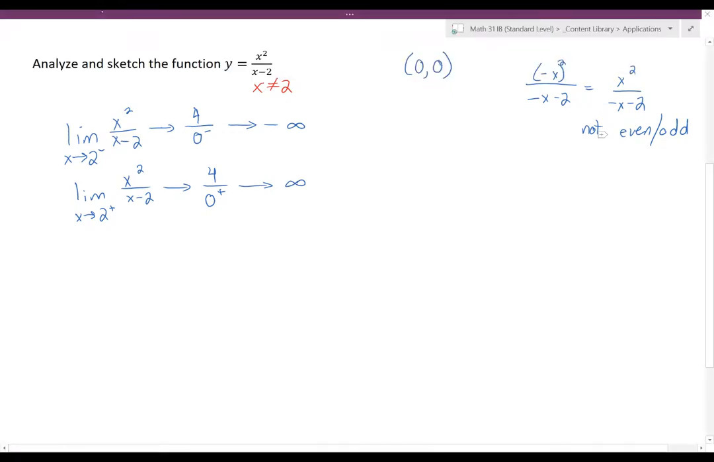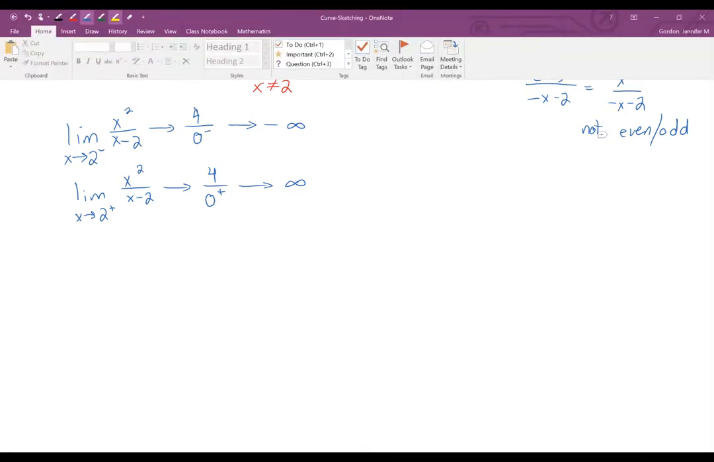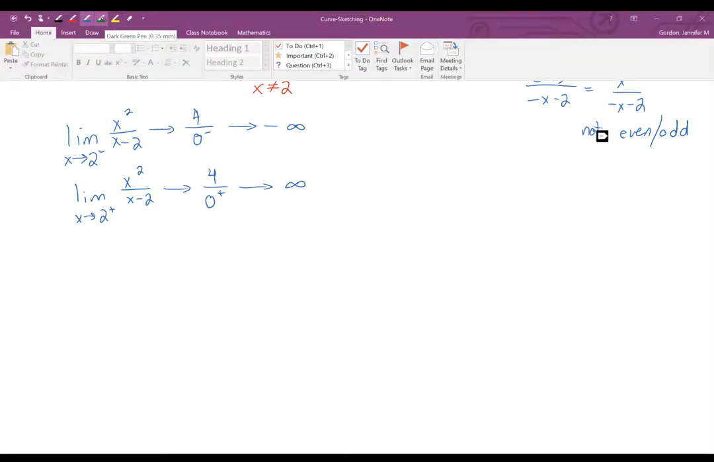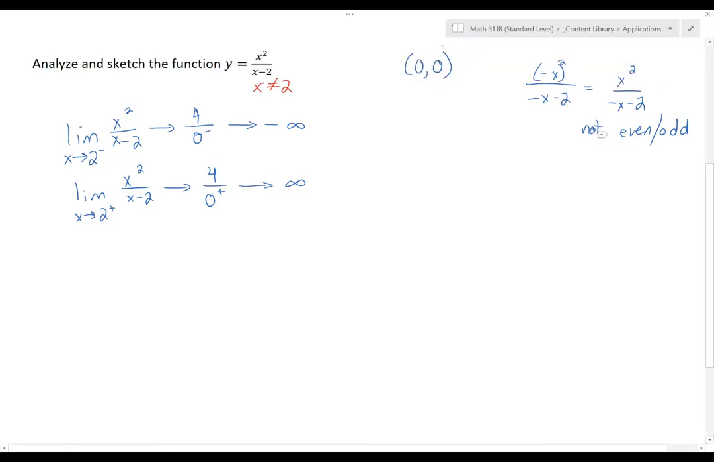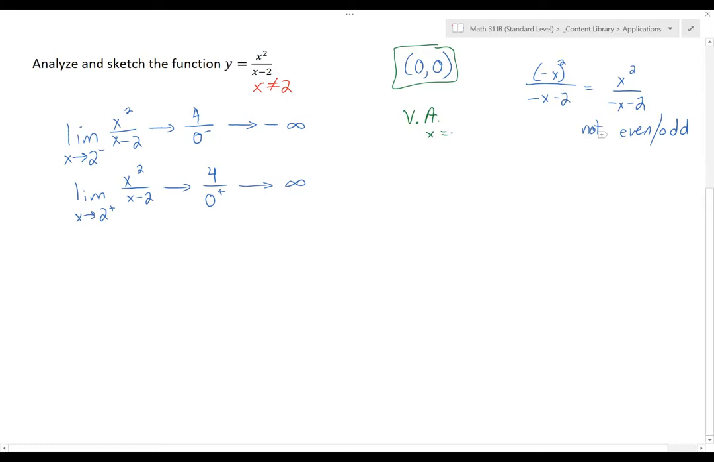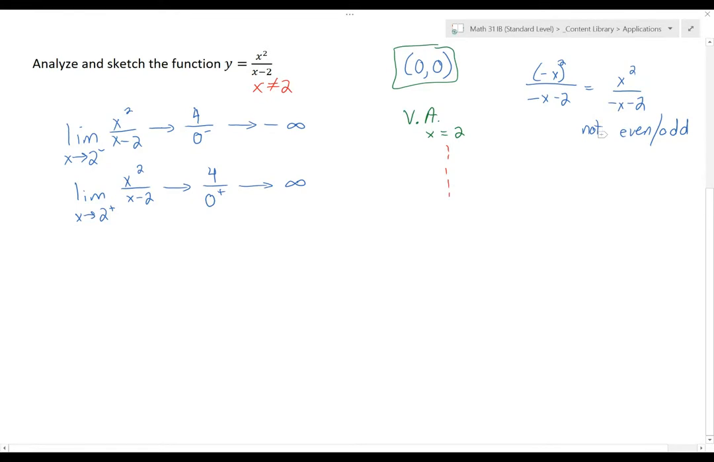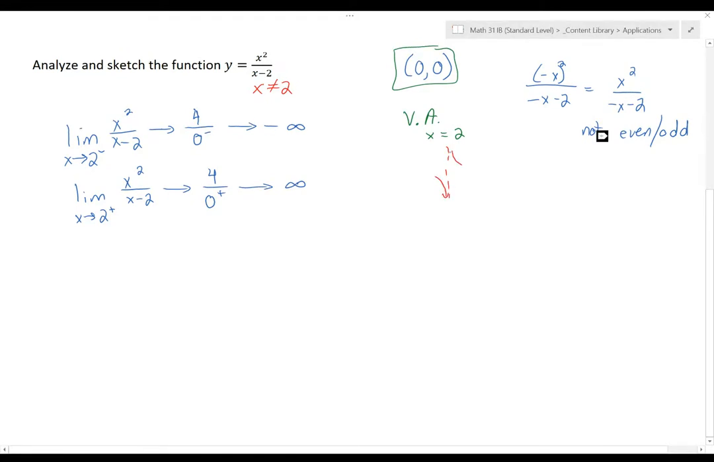As I do my work on the left-hand side of the page, on the right-hand side I will give a summary of the key points that I want to put onto my graph. So I know that I have the point 0, 0. I know that I have a vertical asymptote at x equals 2. And specifically, I'm going to make a little sketch so that when I go to draw my graph, I'm seeing it go towards negative infinity on the left and positive infinity on the right.